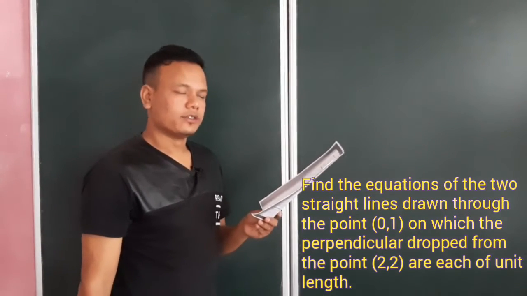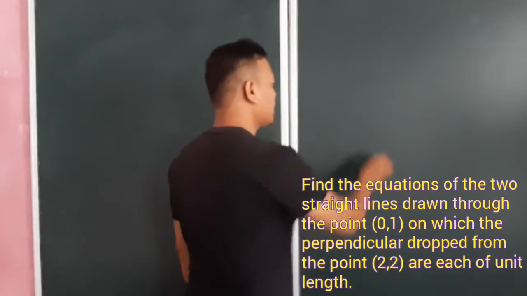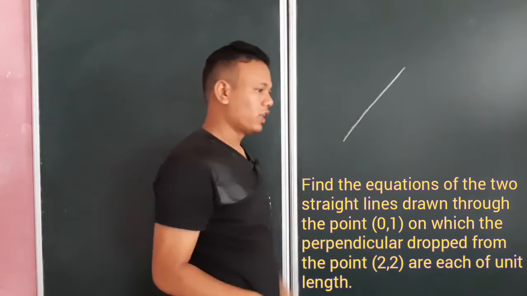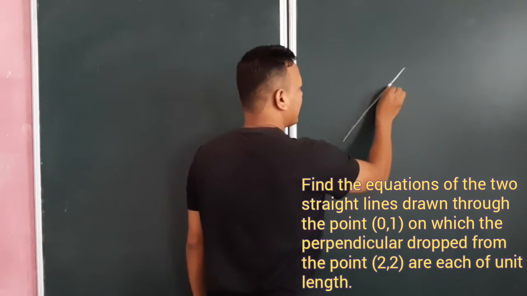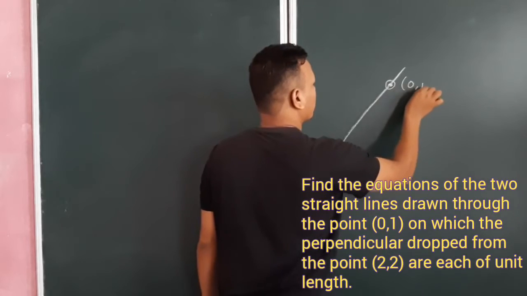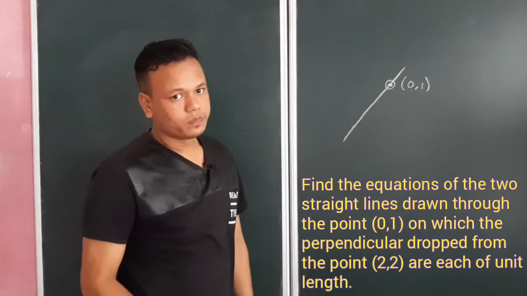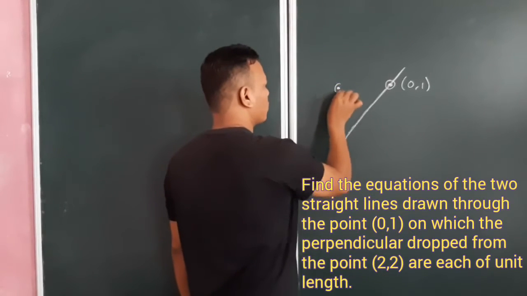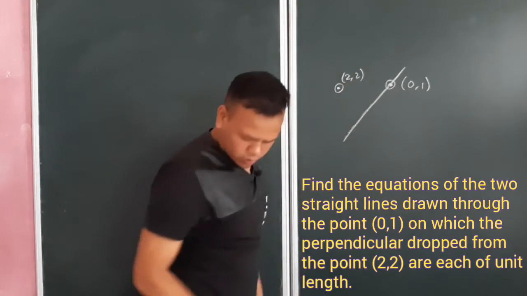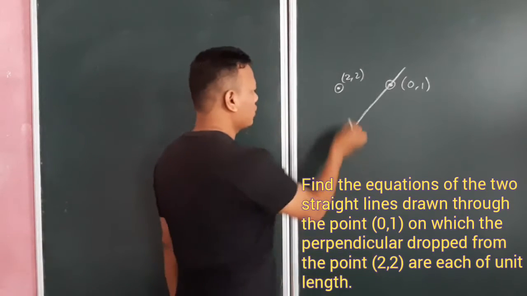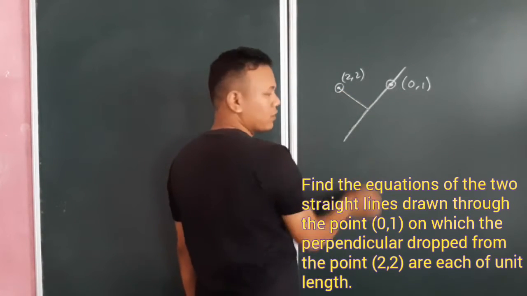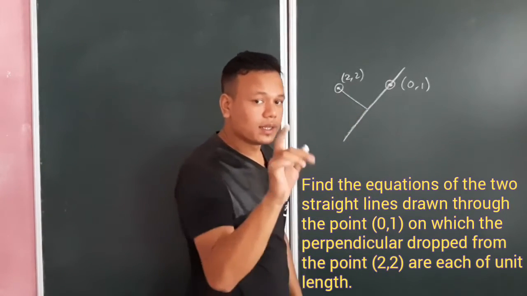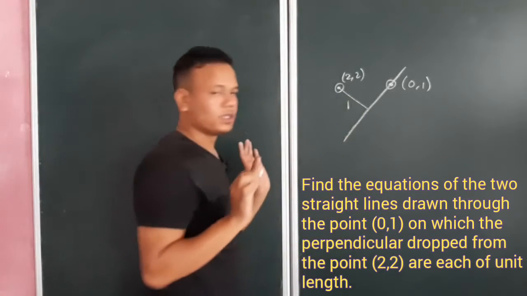What is the meaning of this? Let's try to understand. So you need to find the equation of a line, or lines; it may be more than one. This line has to pass through (0, 1), so this is one condition given to you. And if I take point (2, 2) and draw a perpendicular from here, then the length of this has to be unit. Unit means it has to be 1. Okay, so that's all that is given to us.